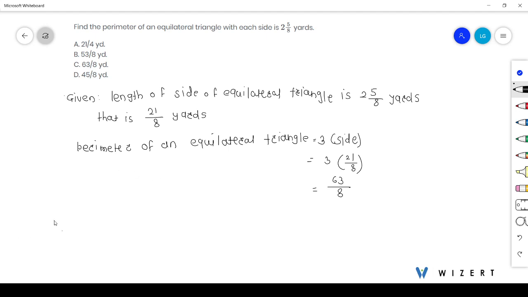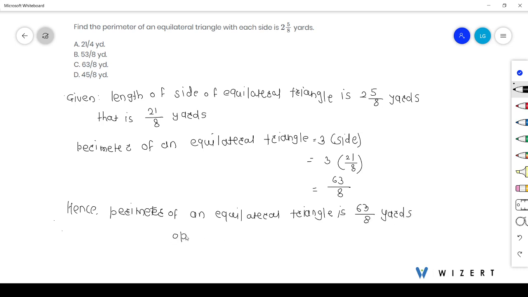Hence the perimeter of an equilateral triangle is 63 by 8 yards. So our correct option is option C, which is 63 by 8 yards.